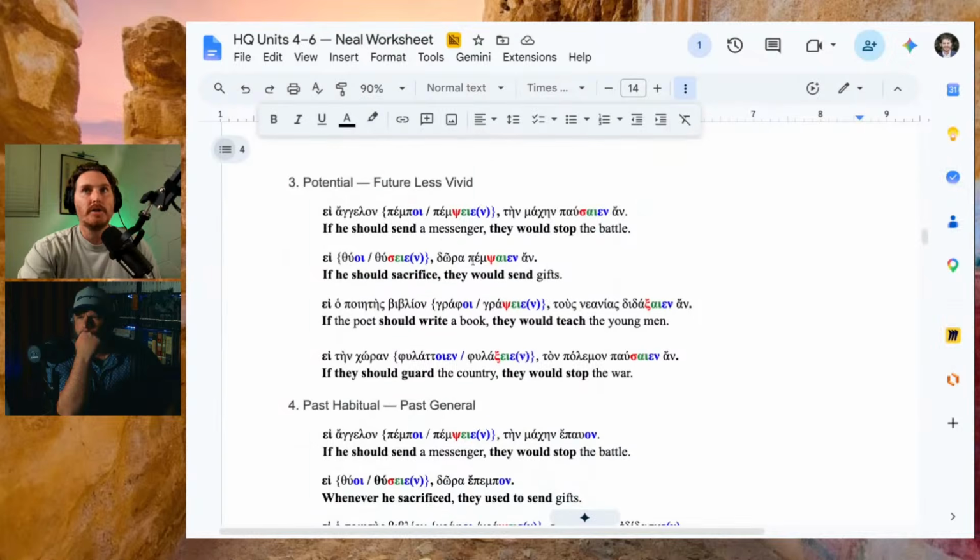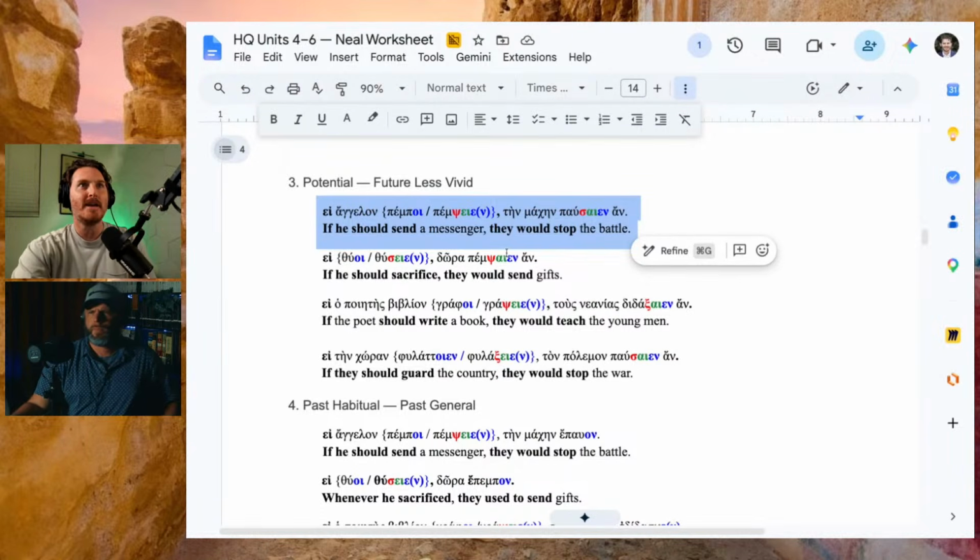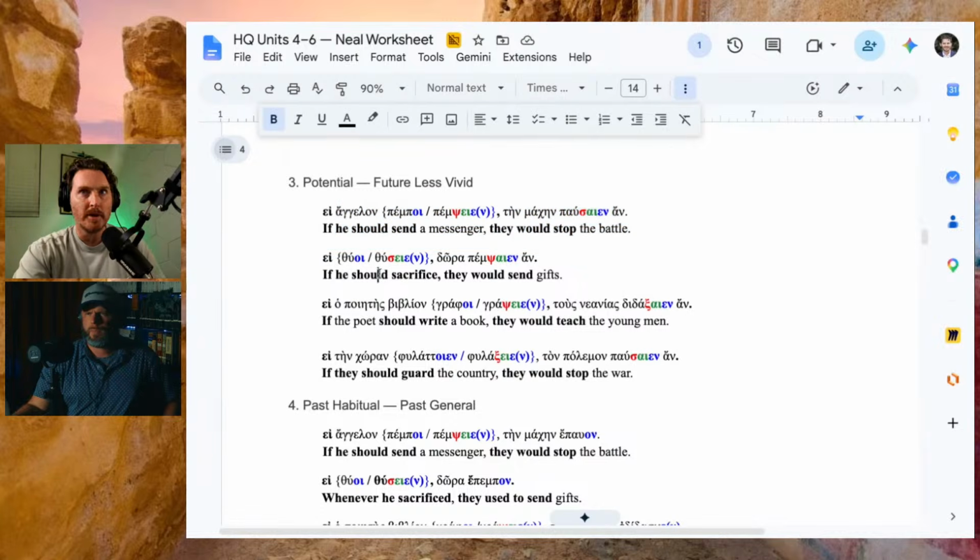Then future less vivid. Ei angelon pempoi. So if he should send a messenger, but we don't think he's going to because we're using the optative mood, pempoi, or pempseien if it's going to be one time. Ten machen pausaien an. So they would stop the battle if that happened, but that's probably not going to happen. And this is that typical classical construction that you rarely find after the classical period.